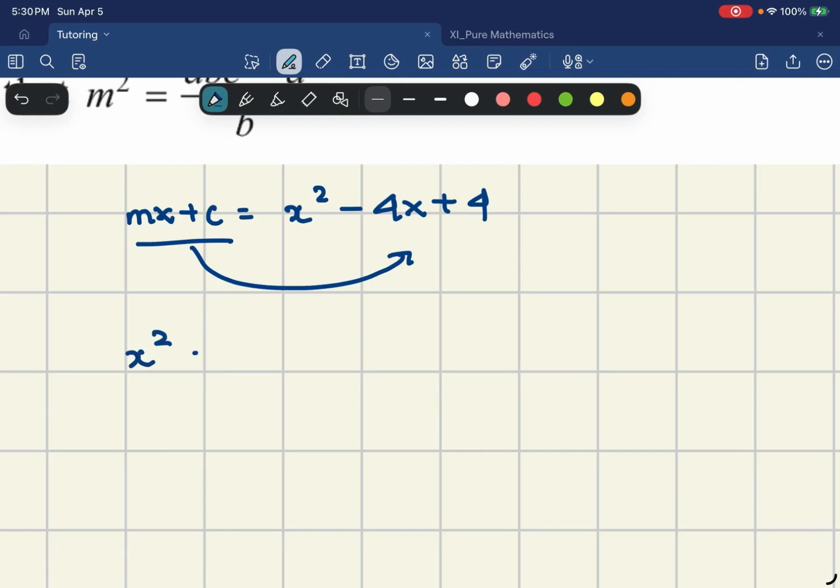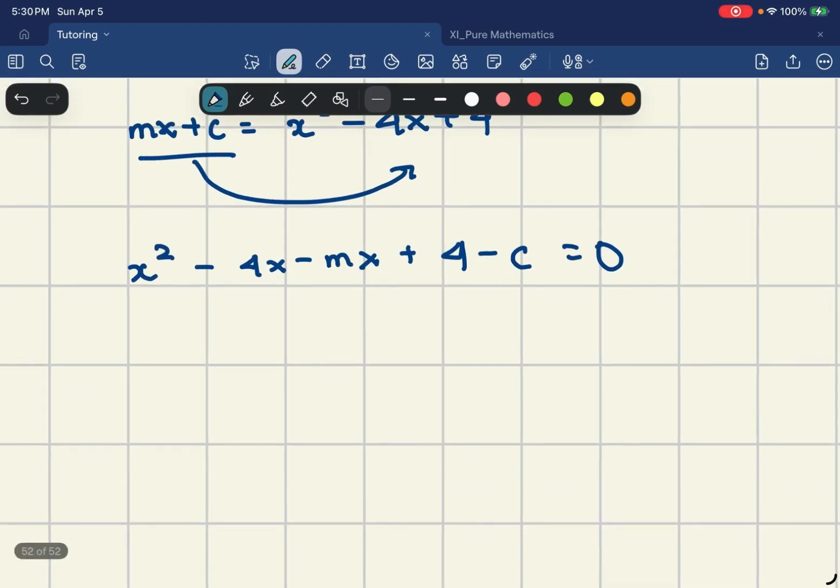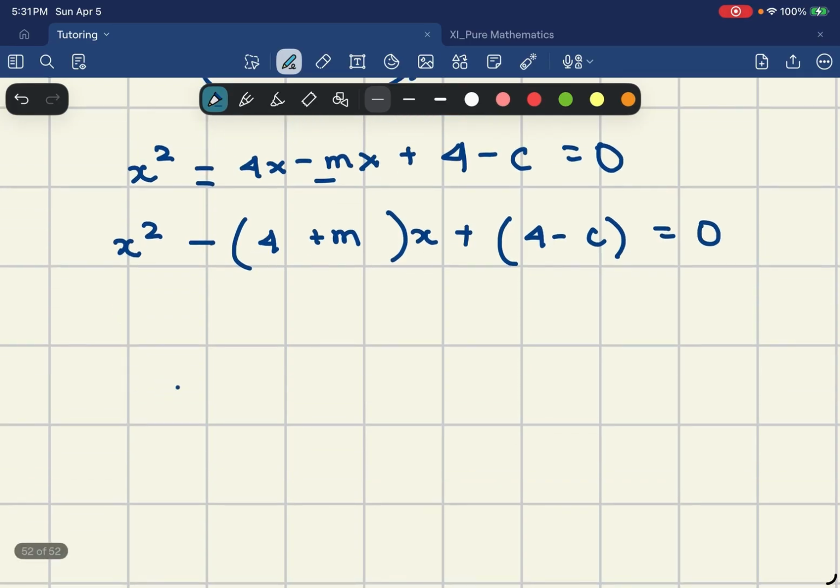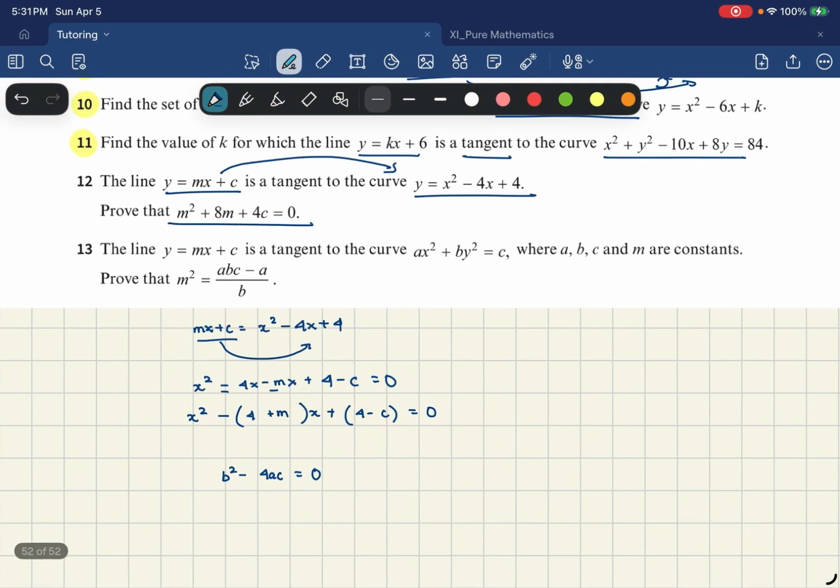one side, right? So x squared minus 4x minus mx plus 4 minus c. If I subtract mx on both sides and if I subtract c on both sides, I get this equation. I can write this as x squared minus (4 plus m)x, if I take out the negative sign for my x terms. And I can write this x outside, because x multiplies both terms inside. And 4 minus c. And now, b squared minus 4ac should be equal to 0, right? If I want it to be tangent to the curve.